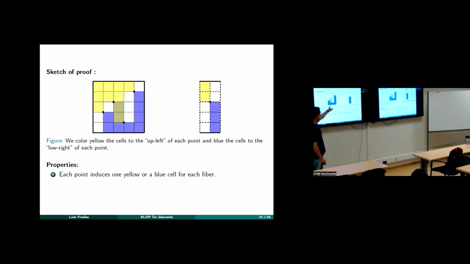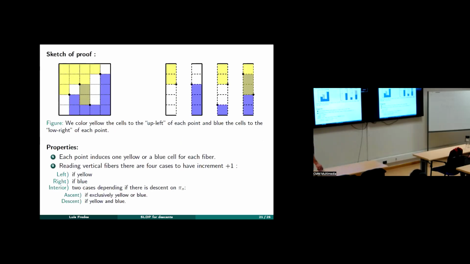And in some cells, since this one induced yellows to the left and this one induced blue to the right, some cells will be colored by both. Okay, so first property: when you see the construction like this, each point induces in every fiber either a yellow or a blue one. Okay, so that's a first principle.